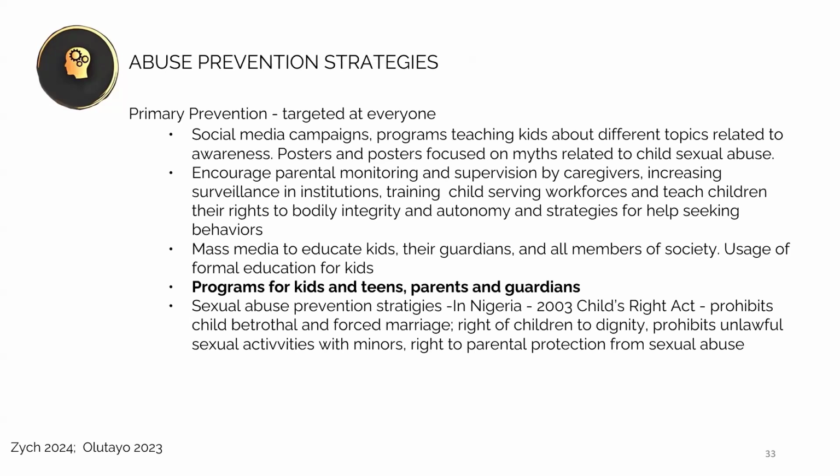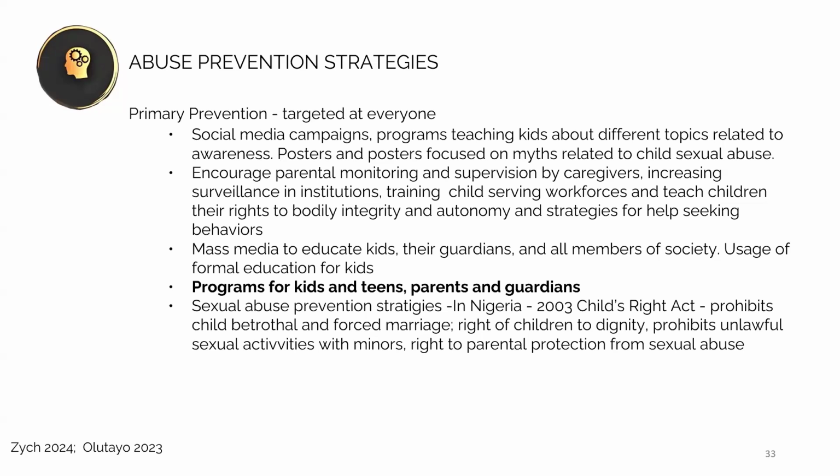Okay, so we talked about the risk factors, the scope of the problem, and typical and atypical expression. We talked about some of the barriers to adults, in regards to their attitudes and their responsiveness. And so, given all of that, now we're going to switch and look at some abuse prevention strategies.